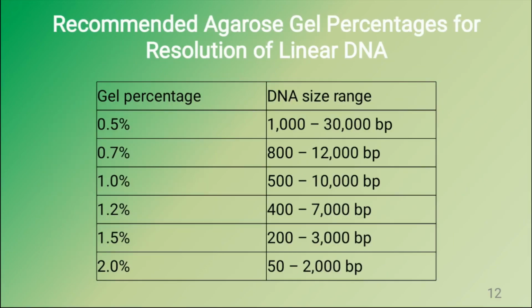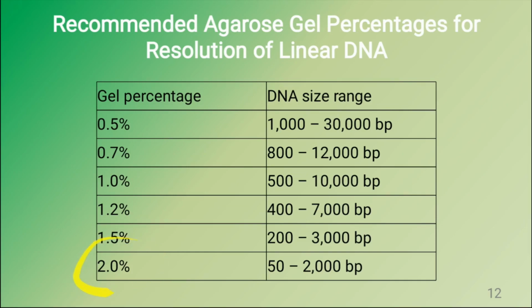So far we have discussed preparation of a 1% gel. Generally a 1% agarose gel helps us to resolve 500 to 10,000 base pair DNA fragments. We prepare a 0.5% agarose gel to visualize 1000 to 30,000 base pair DNA, and a 0.7% agarose gel for 800 to 12,000 base pair. And if our DNA fragment size is too small, we have to prepare a high concentration agarose gel with more agarose.